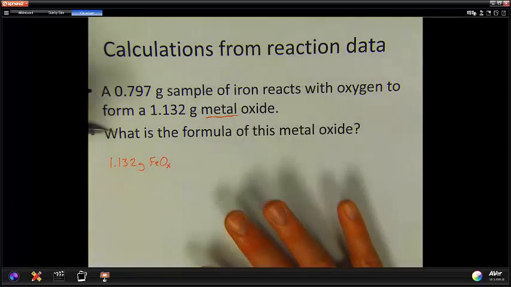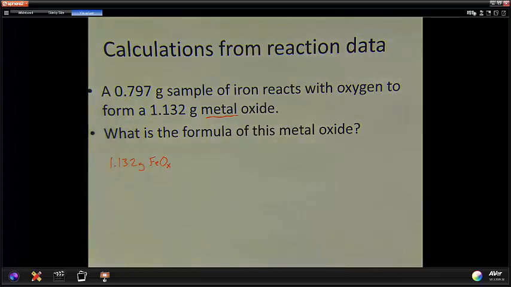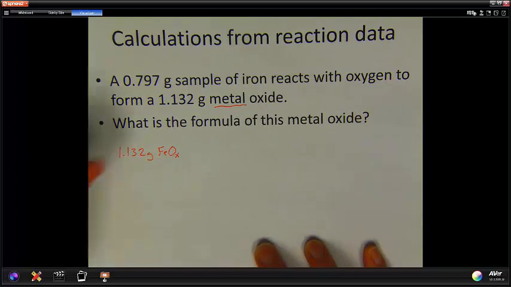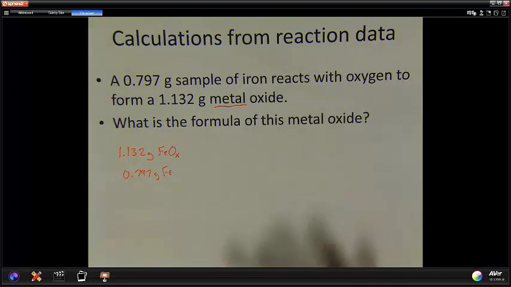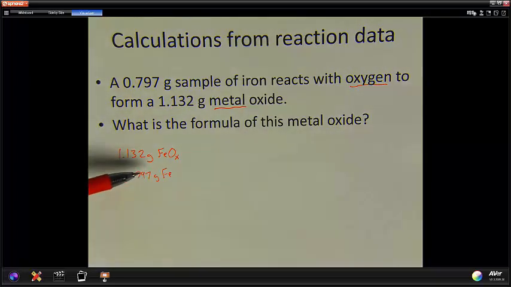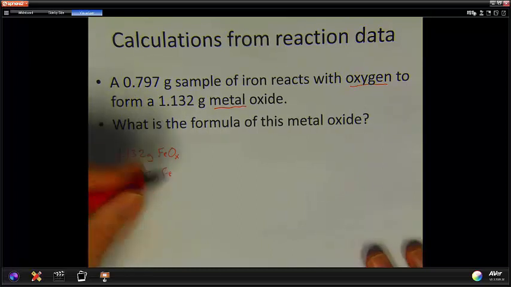And then we have 0.797 grams of iron. Okay, now we know because of the conservation of mass that the amount of oxygen, so we need to know what that is. The amount of oxygen here and the amount of iron we have need to add up to this total mass of the iron oxide. So if we know the mass of the iron and we know the mass of the iron oxide, the difference between those is then going to be the mass of the oxygen. So we can go ahead and subtract here, and we can find that we have 0.335 grams of oxygen.